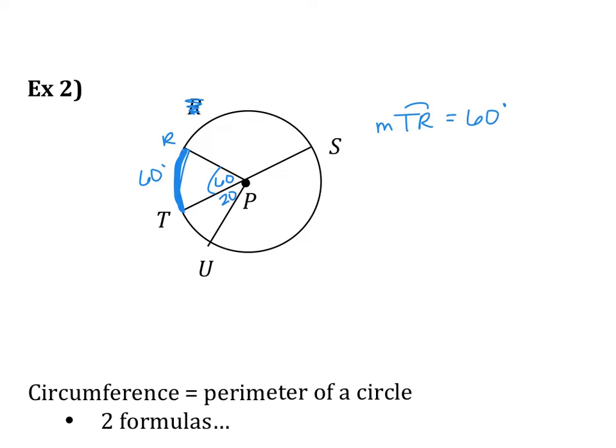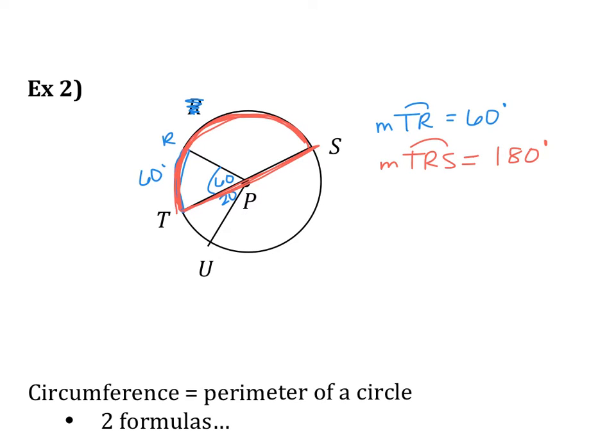Okay, so how about the measure of arc TRS? That means I'm starting at T, going through R, and around to S. So what is the measure of that arc? And you'll notice this goes through the center of the circle, which means it's a diameter. And if it goes through a diameter like that, your arc then is a semicircle. So the arc itself would be 180 degrees.